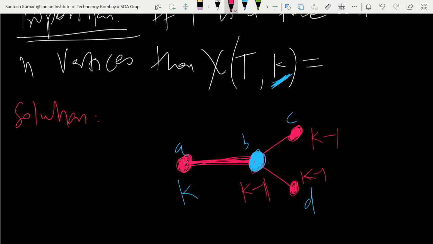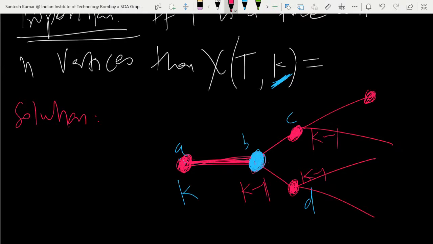So D only cares about B. Vertex D only cares about vertex B because there is an edge between them. So you have k minus 1 choices because the color used at B cannot be used at D. So you can make more trees and you can make one like this.